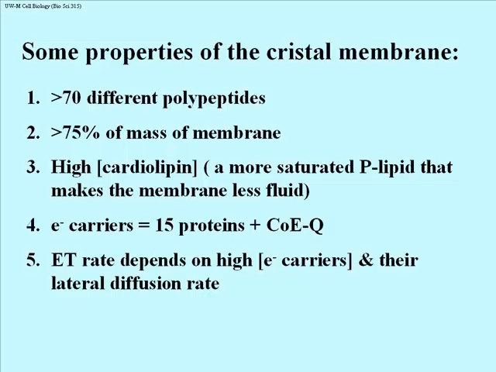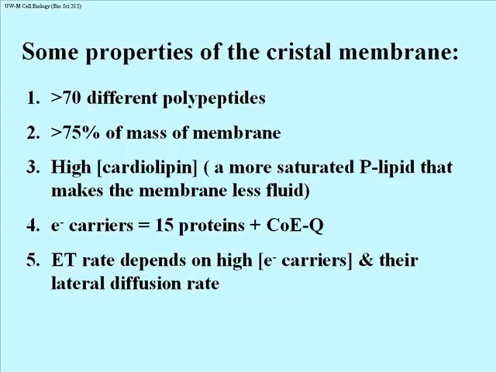They contain a high concentration of the phospholipid called cardiolipin. It's a very saturated phospholipid, which means that crista membranes are somewhat less fluid than other membranes. You'll learn the effects of saturated fatty acids on phospholipids on membrane fluidity when we cover membranes in a later module. The electron carriers themselves comprise 15 proteins, as well as a non-protein organic molecule, coenzyme Q, that we saw before.